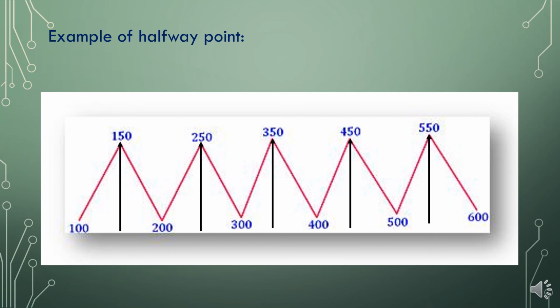So if you are rounding numbers and the number is on the halfway point or after, then you will round that number up. But if the number is before the halfway point, then you round the number down.